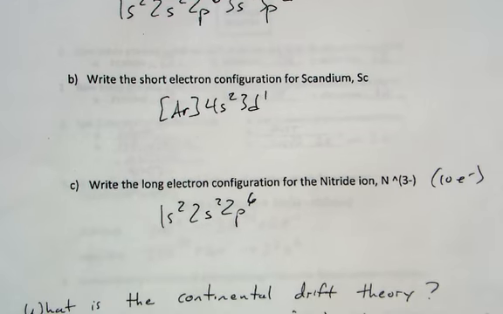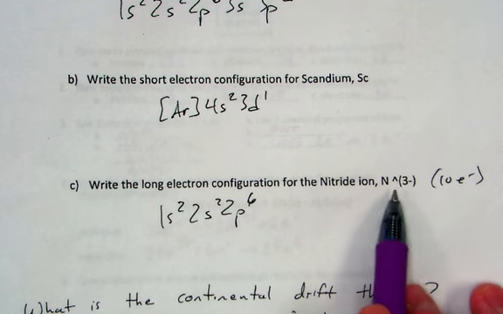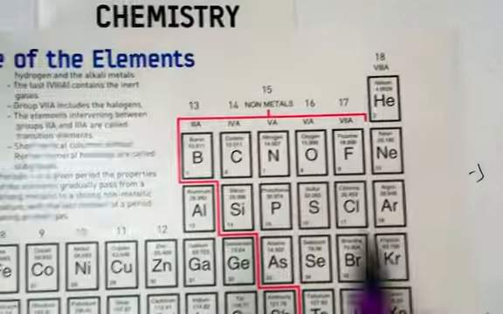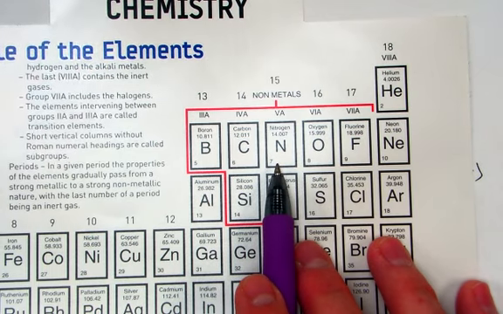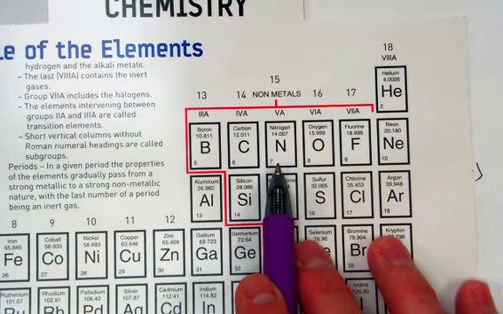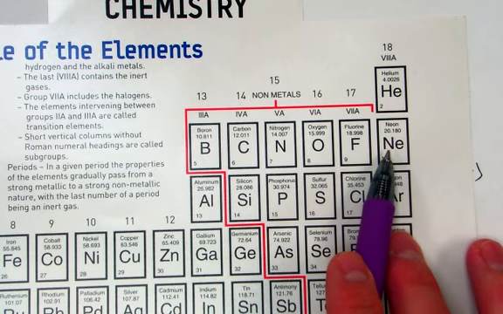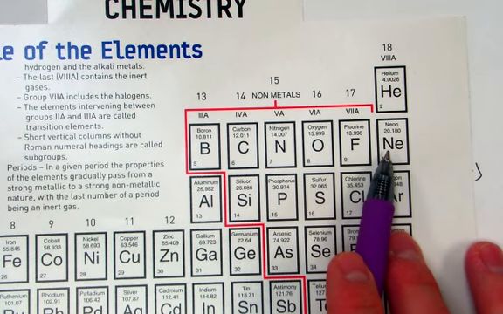The long form electron configuration for nitride, N3- with 10 electrons. Nitrogen normally has 7 electrons. And if it's a 3-, that means it's gained 3 electrons. So it's 1, 2, 3 more. So we'd have 10 total electrons.